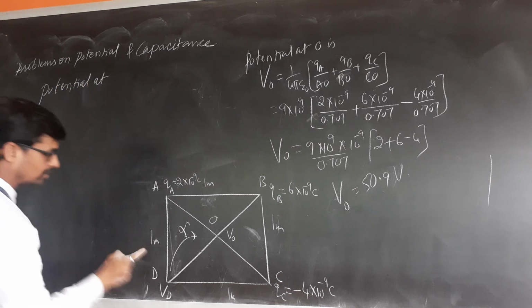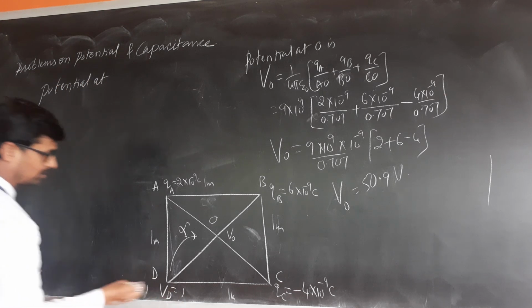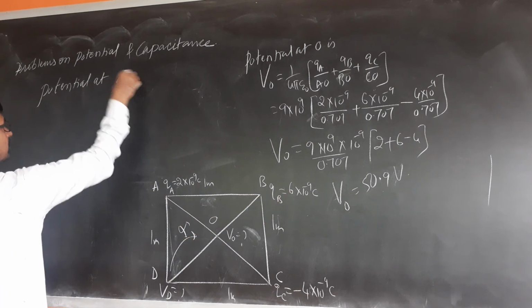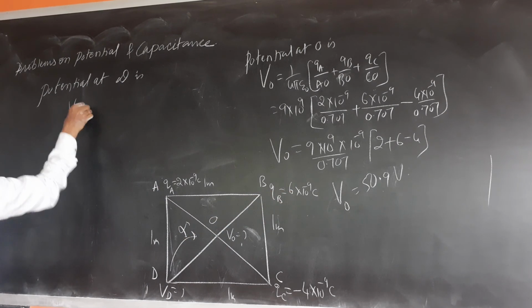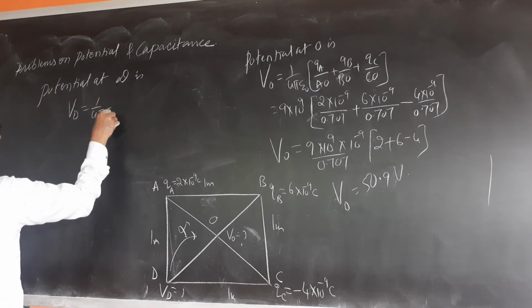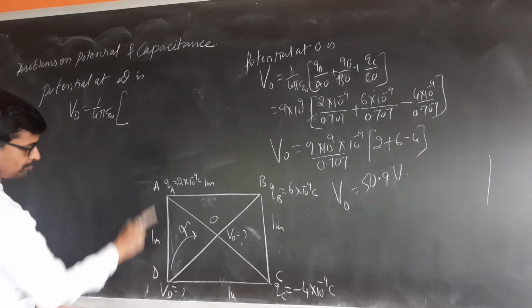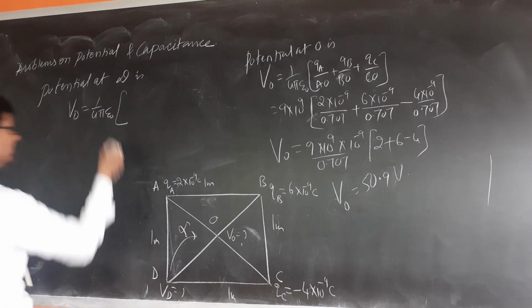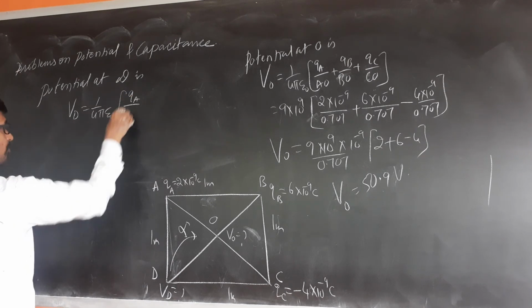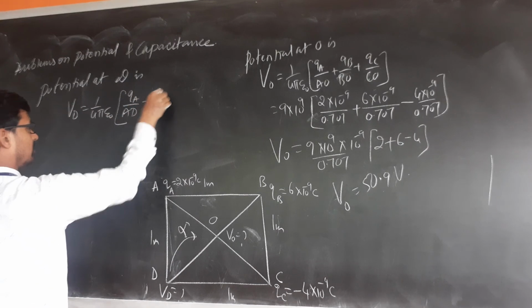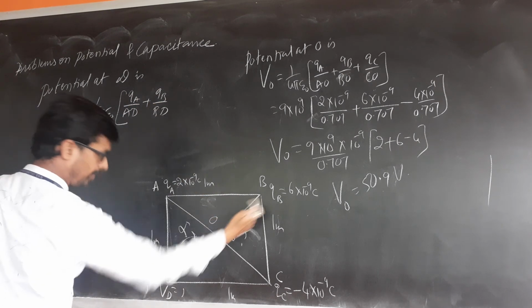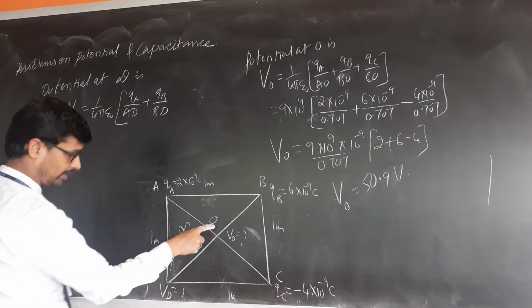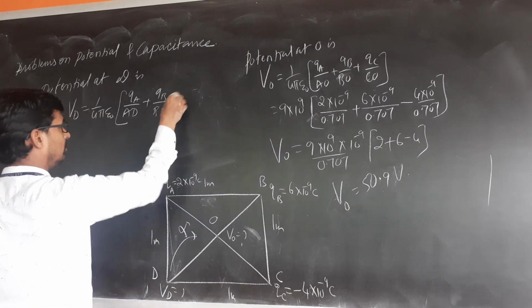Potential at D, VD, question mark. VO was also a question mark, we have solved. Potential at D, VD, is equal to 1 by 4 pi epsilon naught, charge upon distance. So it is QA upon AD plus QB upon BD plus QC upon CD, up to D. Earlier we took O like that.